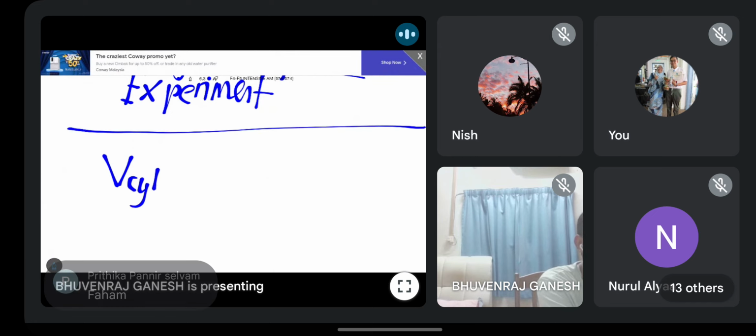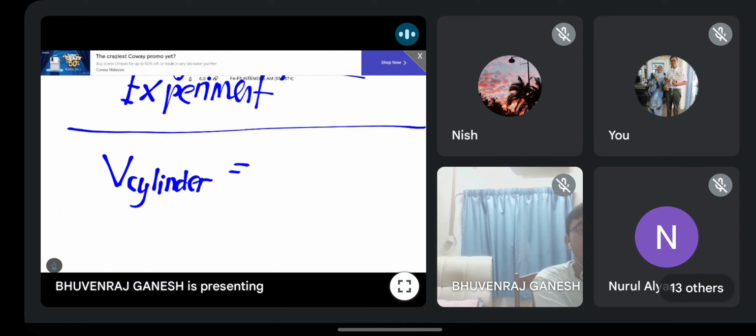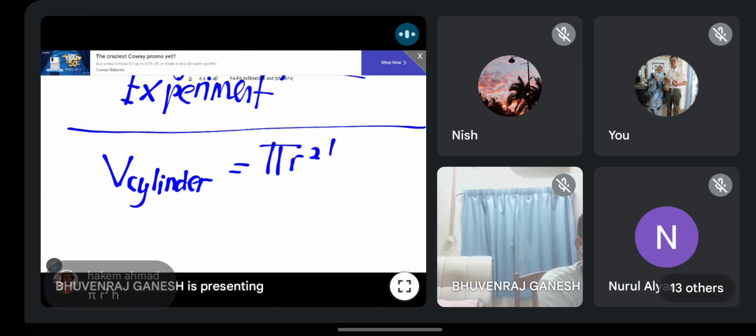Guys, siapa masih ingat apa rumus untuk kira isi padu silinder? What is the formula to count volume of cylinder? Can anyone type out? Tanpa rujuk, cuba hafal. What is the volume of cylinder formula? Yes, very good. Pi r square h. Okay, so this is the rumus for cylinder.